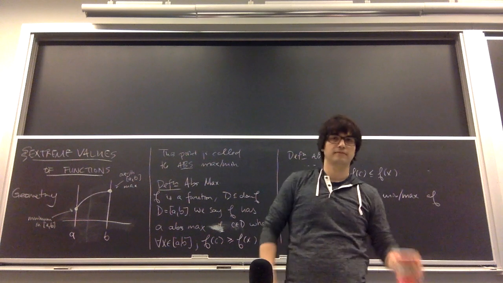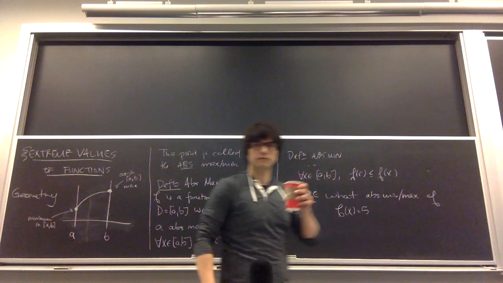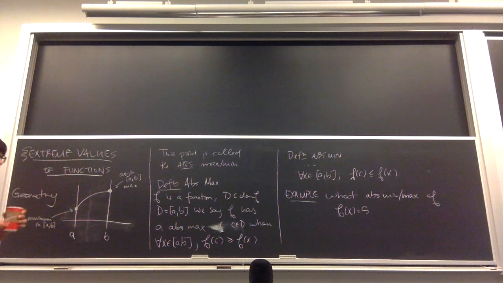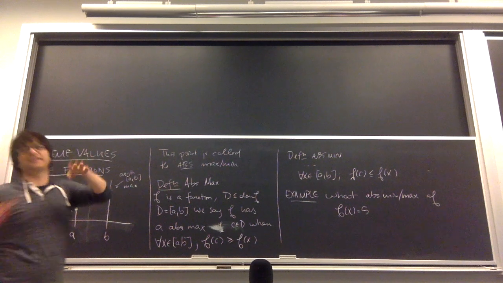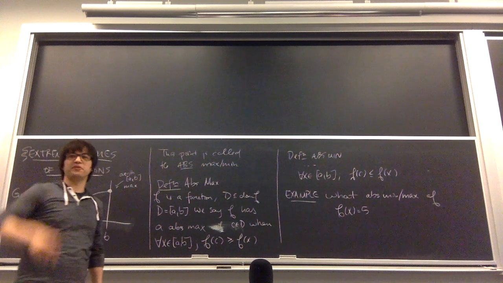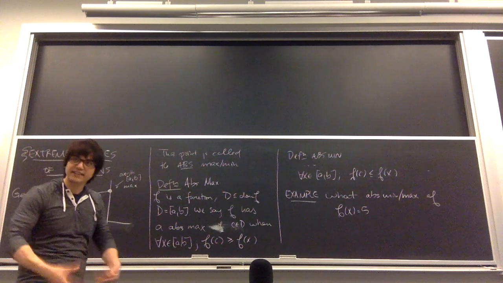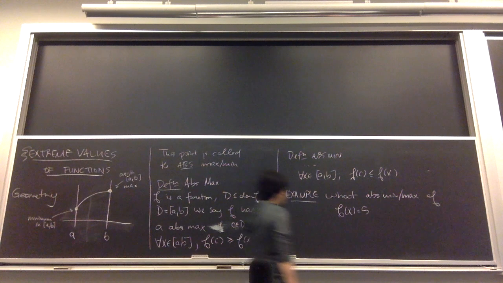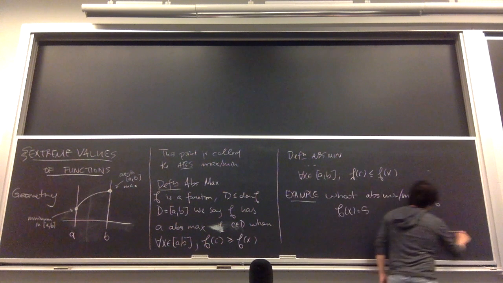Yes, sir. All x's are in the domain. But the answer should be like a number, right? What is the absolute minimum and maximum? I think what you're trying to say is that it obtains its maximum and minimum at every point in the domain. Yeah. So go one more step. What is the absolute maximum and minimum? Five. Yeah? So we have a constant function that looks like this.